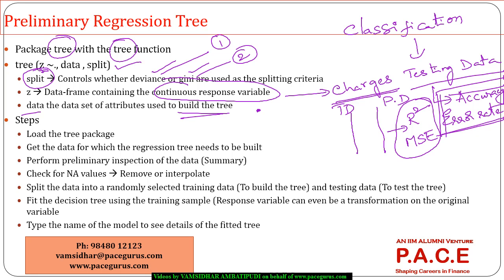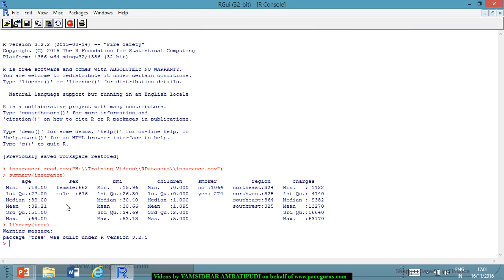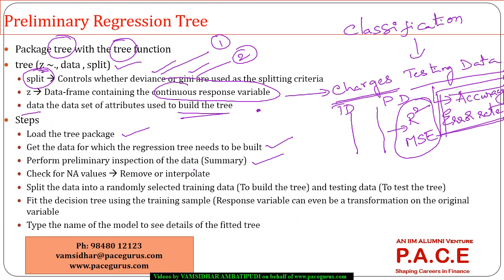So let's get started with one example which will simplify the process for us. Load the tree package. Yes, we have loaded it. Get the data. We have done that. So this step is over. I've loaded the tree package. I've got the data for which the regression tree needs to be built. So the initial inspection of the data, the summary, has been performed. I don't see any kind of NA values in the data.